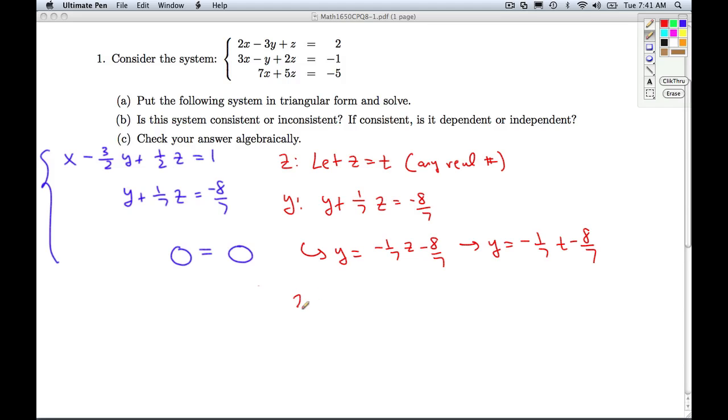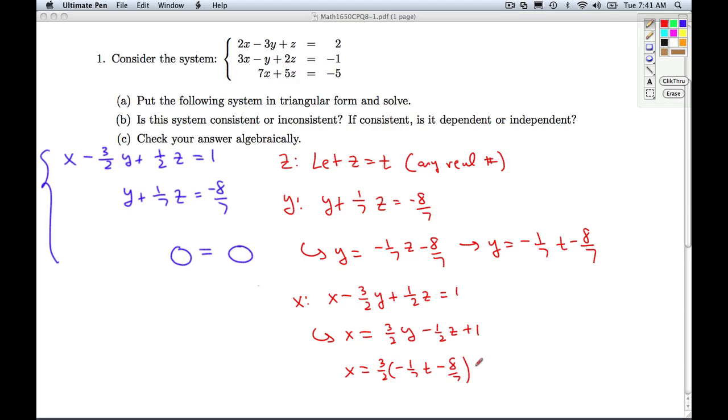So I have z and y. I can now use the first equation to figure out what x is. I've got x minus 3/2 y plus 1/2 z is 1. So I can easily solve this for x. x is 3/2 y minus 1/2 z plus 1. And now I substitute in what y and z are. y is minus 1/7 t minus 8/7, and z is t.